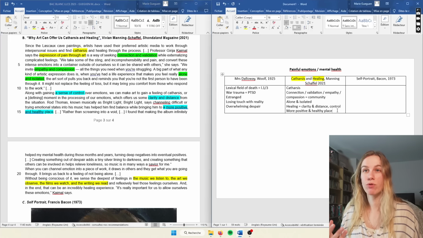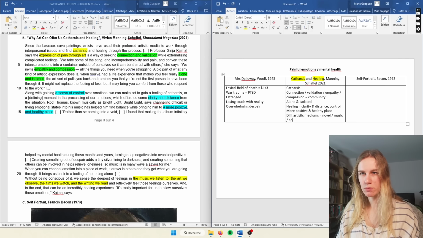So this is interesting because the first document is a novel, and the second document obviously is an article, but also talking about music. We see that a singer is being interviewed. We have quotes from him, and the last document is a painting.